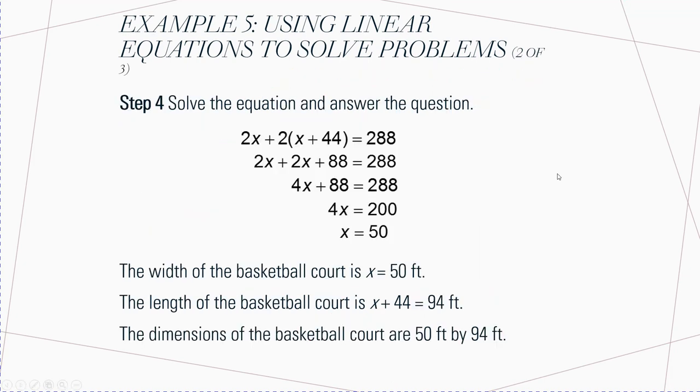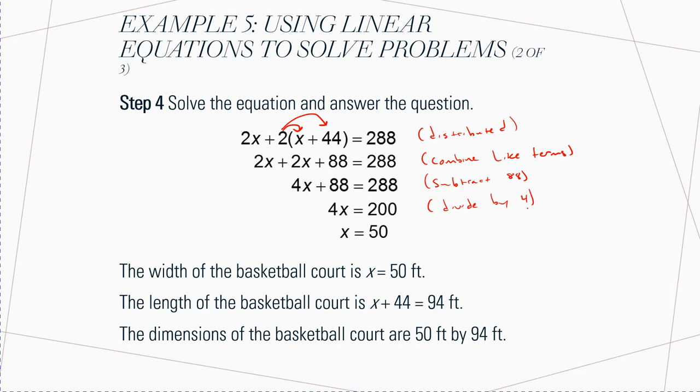So just distribute first. So you get 2x plus 88 here, then 2x plus 2x gets you 4x, so then you're going to combine like terms. So you get 4x plus 88 is 288. You're going to subtract 88. Then you get 4x is equal to 200, so then you're going to divide by 4. And you see here that x is equal to 50.